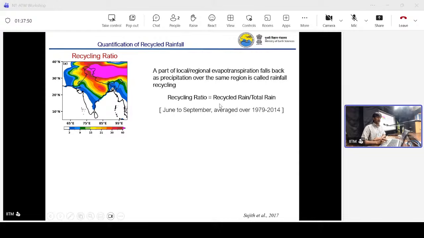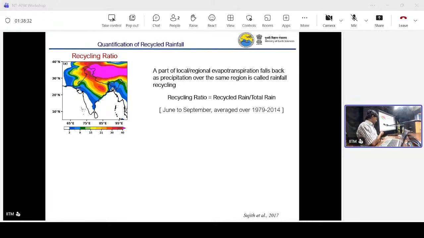This is called recycling. Recycling ratio is defined as recycled rainfall divided by total rainfall, and it can be estimated in various ways. Some models, WRF kind of models, can estimate it, and also some diagnostic methods are there. We have used the LTR and BRAS diagnostic method on a seasonal time scale, JJAS time scale. You can see the recycling ratio of about 15-20% over central and North India, but in the south you can see there is almost no recycling. And if you go to the Tibetan plateau, it is quite high.